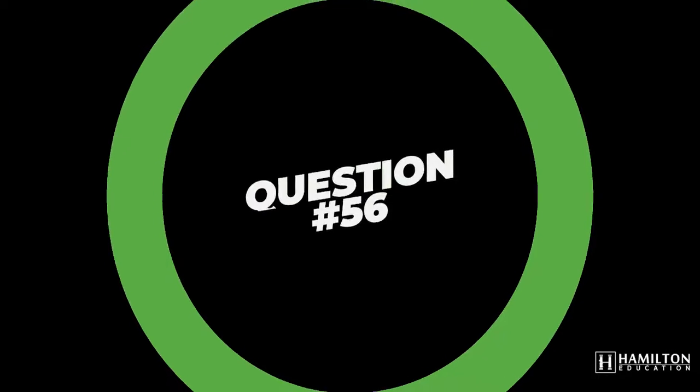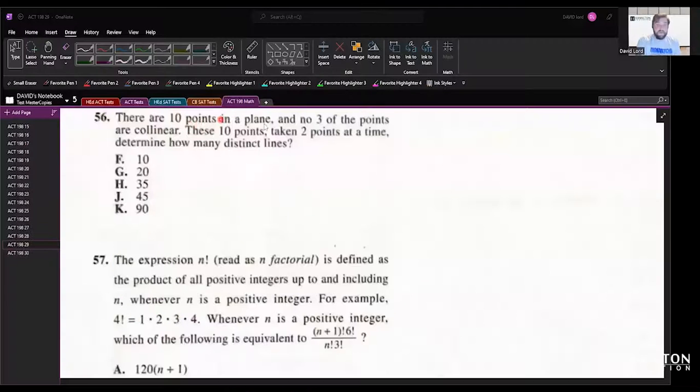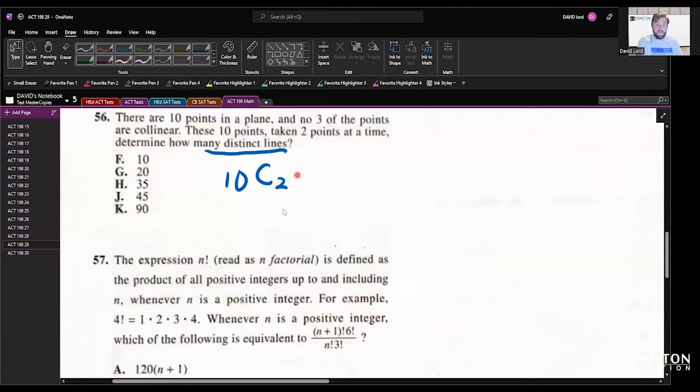Question number 56. There are 10 points in a plane, and no 3 of the points are collinear, meaning that there's no 3 points on the same line. These 10 points taken 2 points at a time determine how many distinct lines? So the key thing is distinct here. Because it takes 2 points to make a line and I have 10 points to select from, I'm going to use combinations here to figure out my answer. So 10 points to select from, and I want 2 points to make a line. If I was going to make a triangle, I would do 3 points. But we only need a line, so it's 2 points.